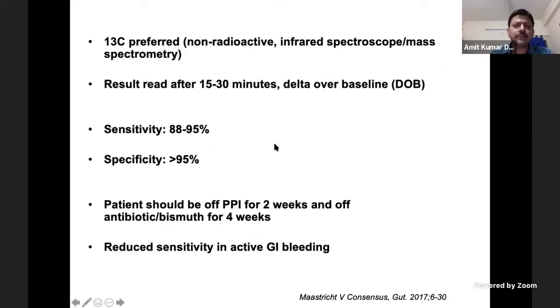The main thing to remember for this test, as well as some of the other tests, is that the patient has to be off PPI. So they should stop a proton pump inhibitor for at least 2 weeks before testing. And if they are on antibiotic or bismuth, they should not have been on these compounds for at least 4 weeks. Also, in the presence of active GI bleeding, the sensitivity gets reduced.